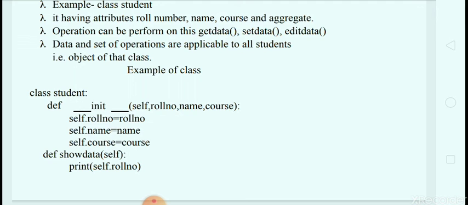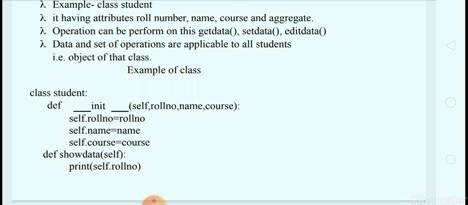So here we initialize the parameters passed to the init function by using the self object. So self dot roll number equals roll number, self dot name equals name, and third, self dot course equals course. So by using the initialization method, or init method, we initialize whatever data members are present in that particular class.